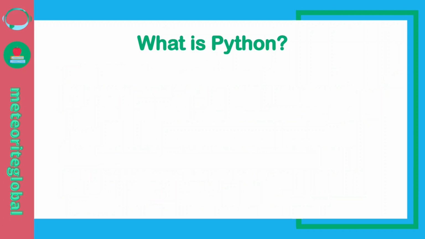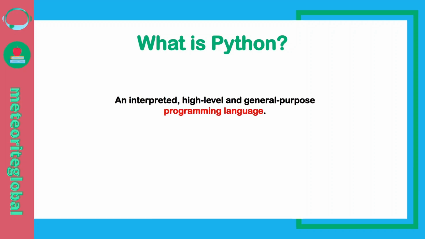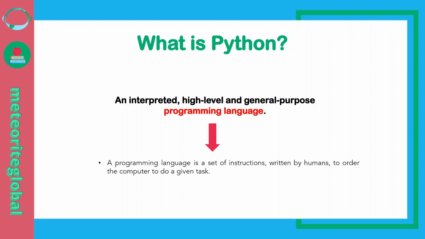What is Python? You are learning Python, you should know what Python is, right? So Python is an interpreted, high-level, general-purpose programming language. I forgot to ask you, what does programming language mean? You are learning a new programming language, Python, but if you are new to programming, you should know what programming languages mean.